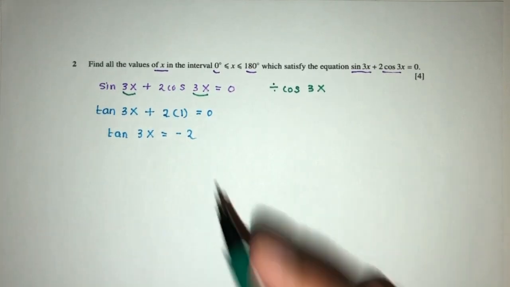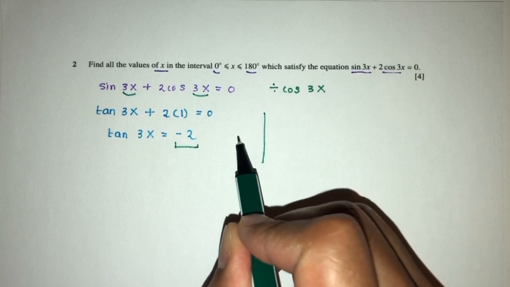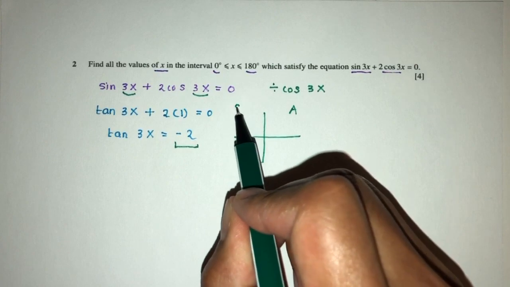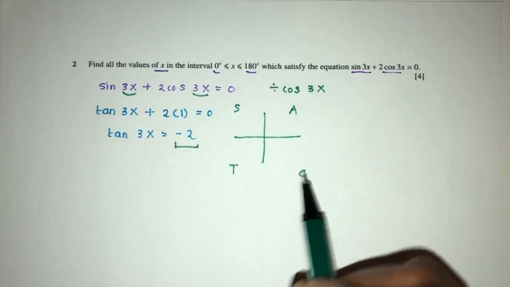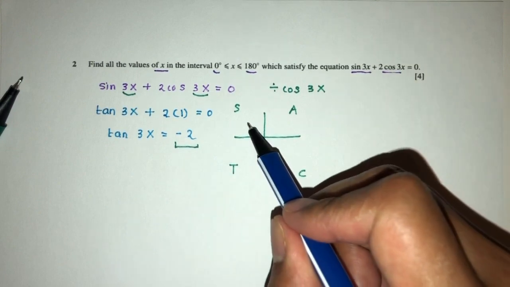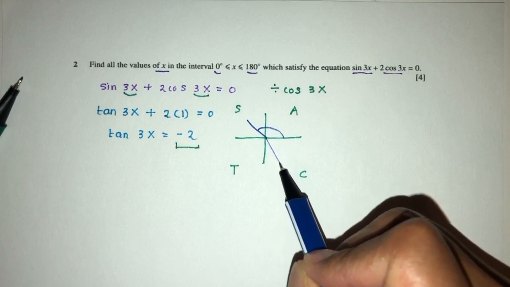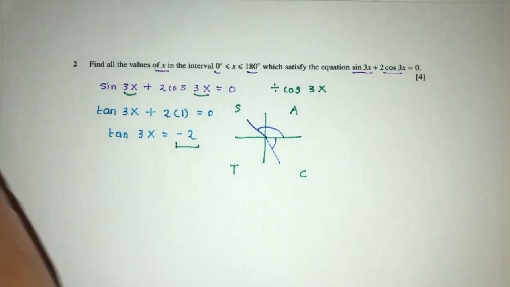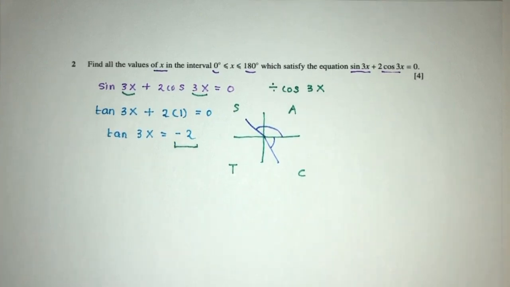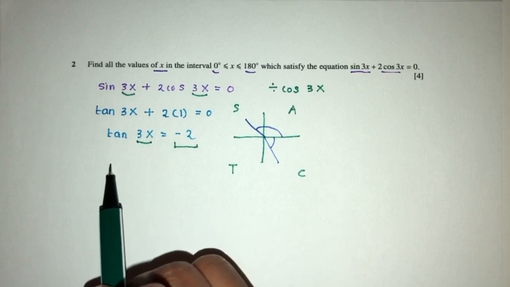Now you can see that here we have a negative value, so we have to use the quadrants. So this is ASTC, right? Now, when tan is negative, it will be in the second quadrant and in the fourth quadrant. That makes sense. Now, because here it is negative, I will proceed by the other way. I cannot find the value directly. Let's first find the value of theta.